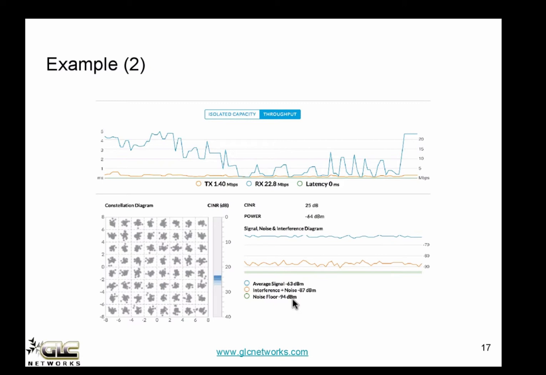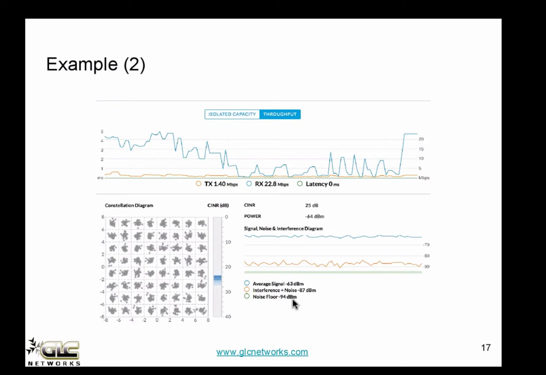If our environment has no wireless device around us, the noise floor is usually very, very low, maybe minus 100, minus 105, or minus 110. But if there are several wireless devices near us, they will make some noise. So the noise floor in this case is minus 94. That's the noise.